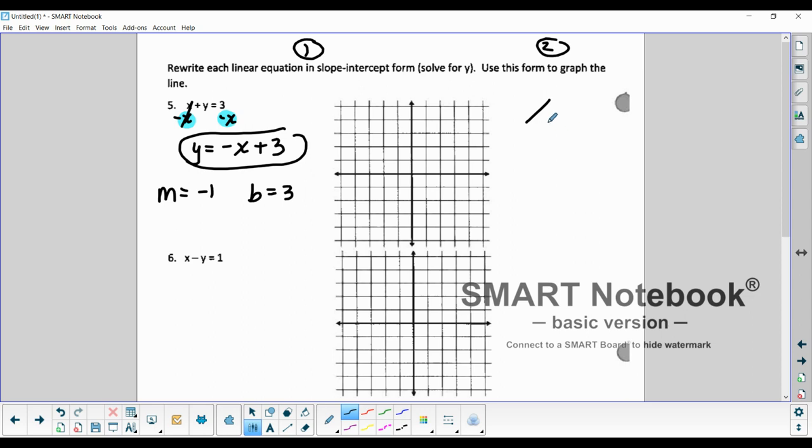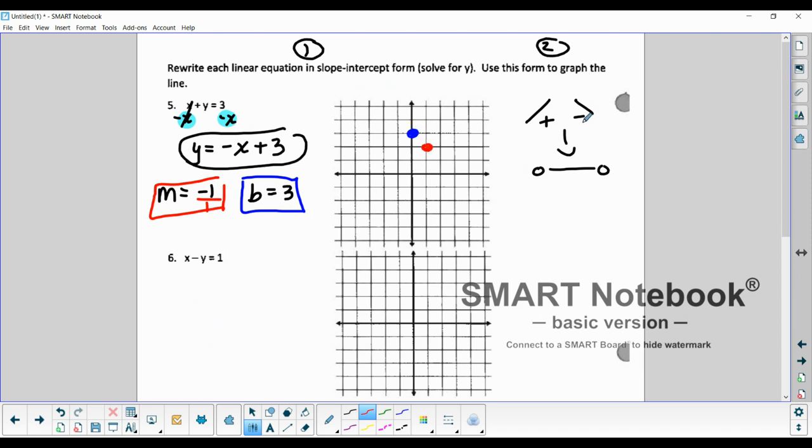Remember our good old pal, Mr. Slope Guy? We want to remember him today because we're going to be graphing. So remember, when you have slope intercept form, you start by plotting the y-intercept on the y-axis. So the y-intercept is 3, so I'm going to count up 1, 2, 3. And my slope is -1. So that means I'm going to go down 1, and remember it has a denominator of 1 over 1.